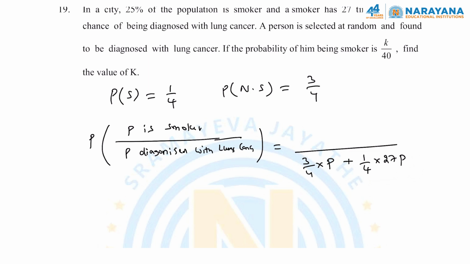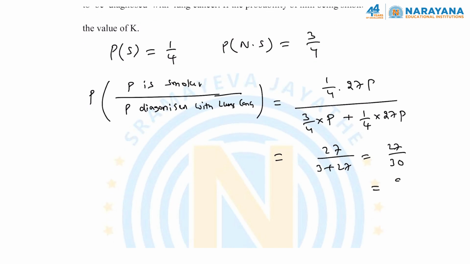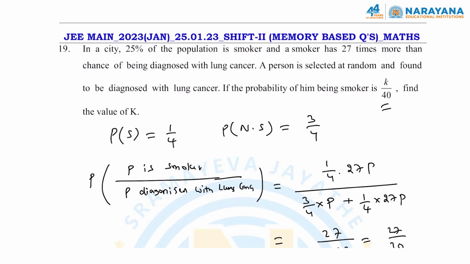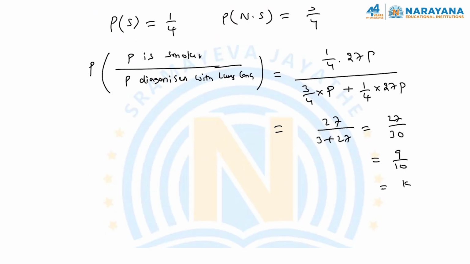Now in this, what we want is that the person is a smoker. So in the numerator we write 1 by 4 into 27P. P everywhere is getting cancelled. If I simplify this, 1 by 4 cancels, P cancels, and we get 27 by 3 plus 27, which is nothing but 27 by 30, that is 9 by 10. He has given K by 40, so 9 by 10 equals K by 40. K is equal to 36.